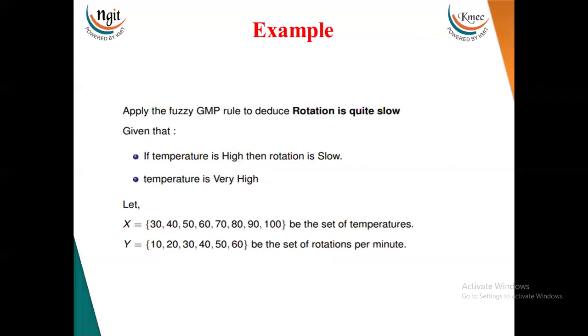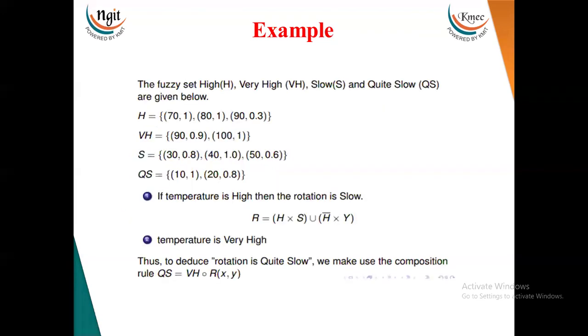So one more example, you can practice on this. The example is: if temperature is high, then rotation is low; temperature is very high. So this is your predicate and this is your value. So you have to find out these values. So x equal to set of temperature, y equal to set of rotations per minute. So this is the formula, R equal to (H cross S) union (H complement cross Y). So you have to calculate VH.